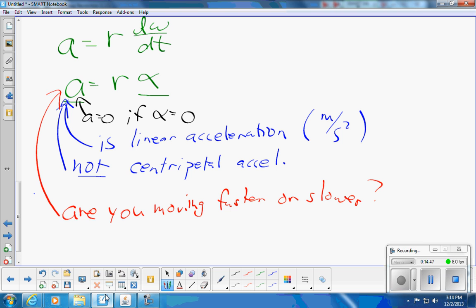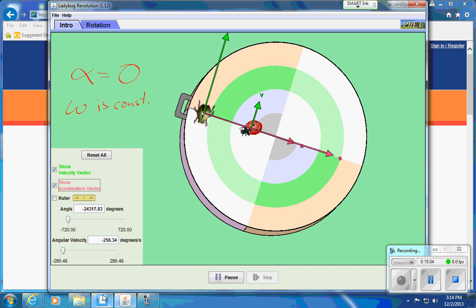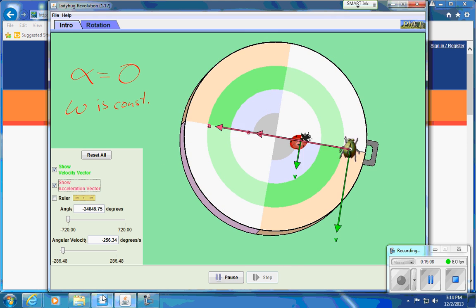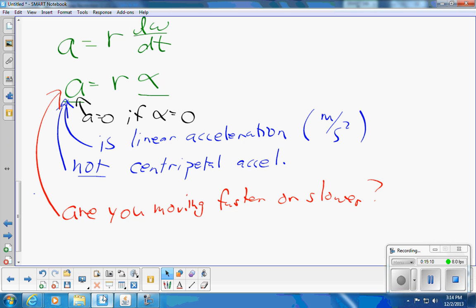Meaning, what this acceleration is describing is what's happening to the magnitude of your speed, the magnitude of your velocity. Are you going faster and faster or slower and slower? And the answer in the case of the bugs is no, you're not. These bugs have a constant magnitude of v. Those green arrows are not changing length. So they don't have this kind of acceleration.